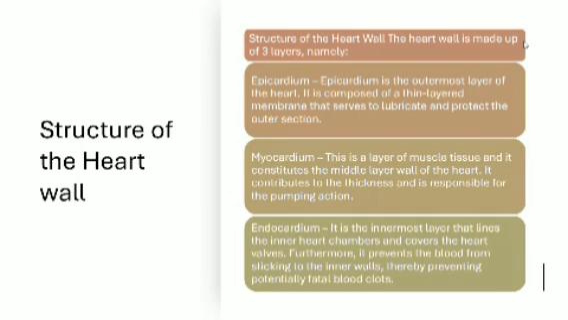Structure of heart wall. The heart wall mainly consists of 3 layers. Those are epicardium, myocardium and endocardium. Epicardium is the outermost layer of the heart. It is composed of a thin layered membrane that serves to lubricate and protect the outer section. The main function of epicardium is to protect the outer section of the heart and to serve the lubricating action.